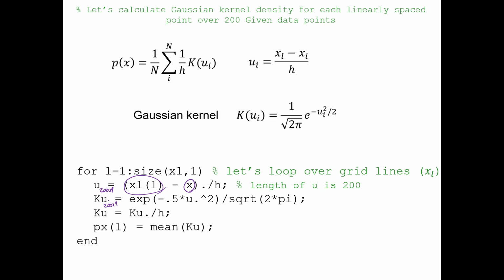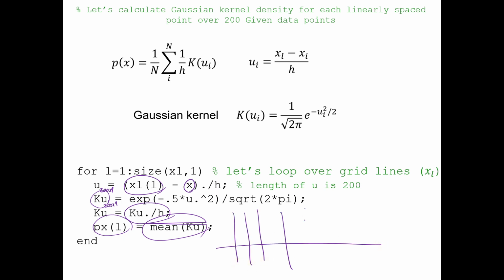And then once I put them in K of U, this one is also going to be 200. What are these ones? These are the vertical lines. I use the normalizer, 1 over h, and then I calculate the average of all these vertical lines. It's going to give me one number. I put it for the first grid line. I do it for the second grid line, third one. So then, I have all these grid lines, for the first one, second one, third one.